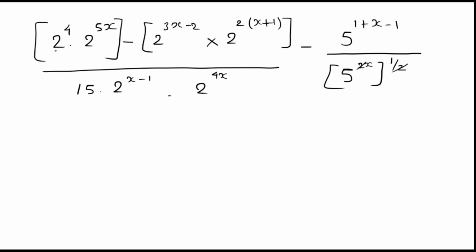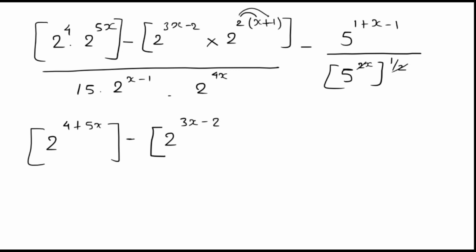Here the bases are same, 2 and 2. So the powers can be added again. So 2 to the power 4 plus 5x minus, here again the bases are same. So I'm writing it as 2 to the power 3x minus 2. This I'm multiplying 2 into x and 2 into 1. So this will become plus 2x and plus 2.